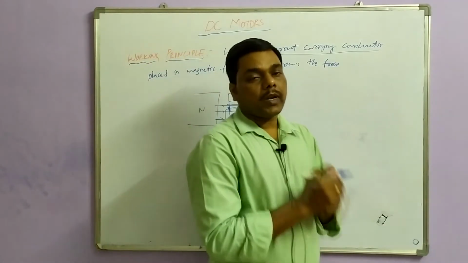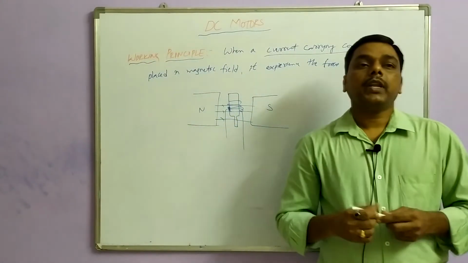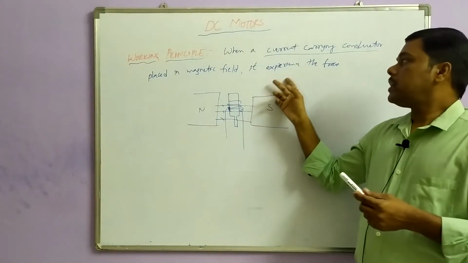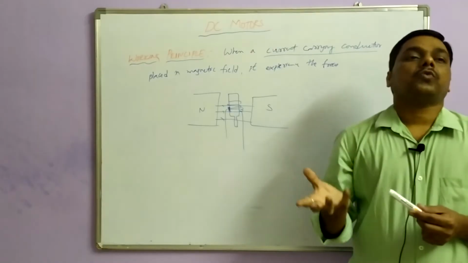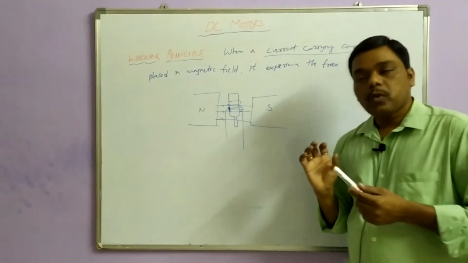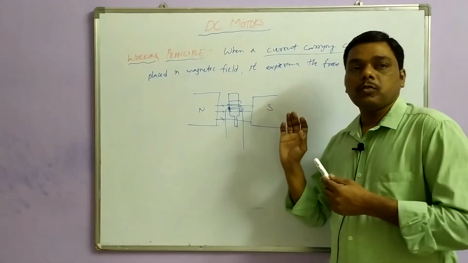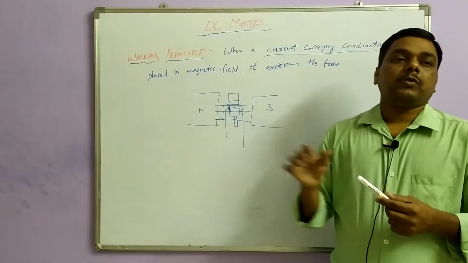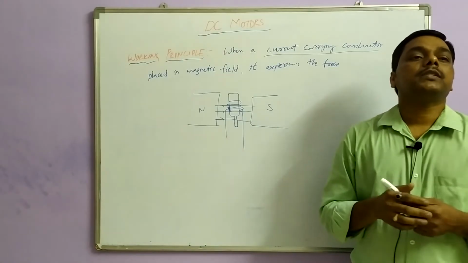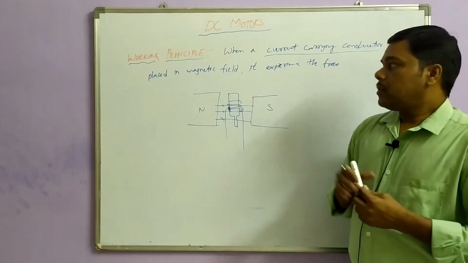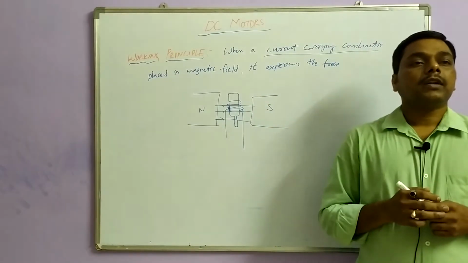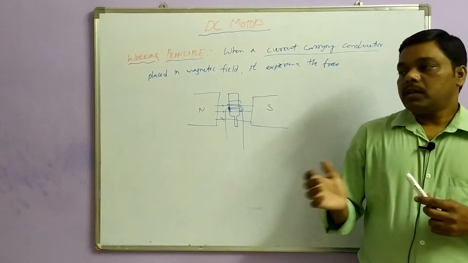So what is the working principle of a DC motor? When a current carrying conductor is placed in a magnetic field, it experiences a force. It experiences a force means it is going to be pushed from its actual place, so that it starts rotating. The rotation is going to be started. Now, in which direction is it rotating? What is the reason for the direction? That we will discuss one by one.